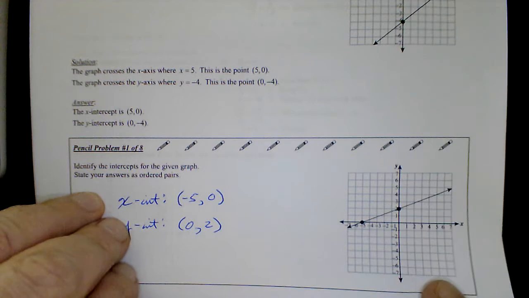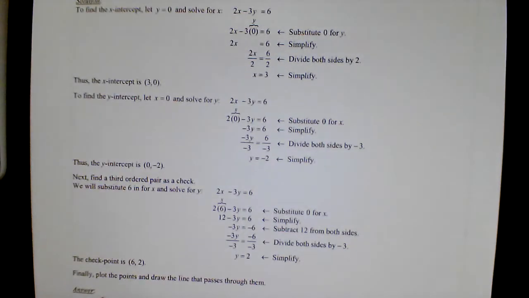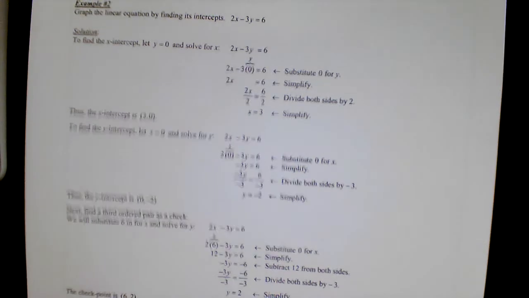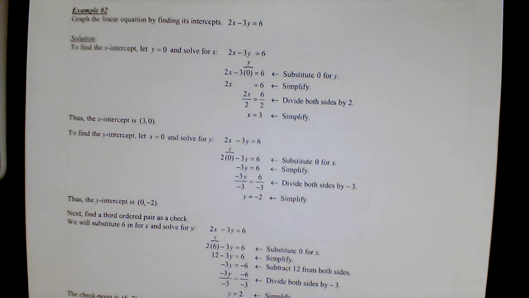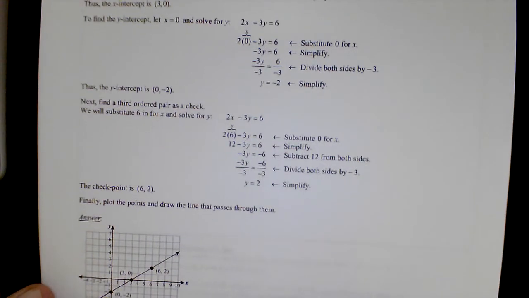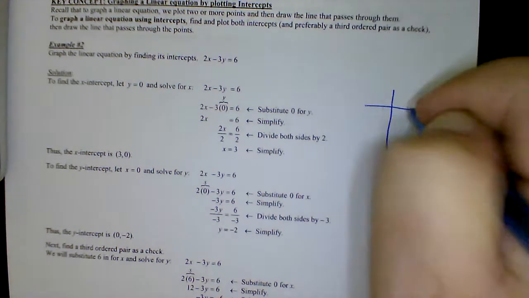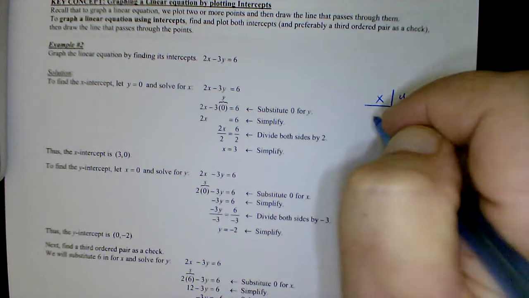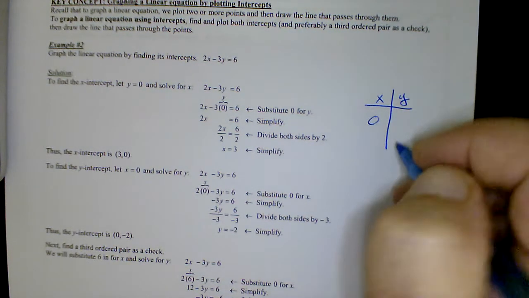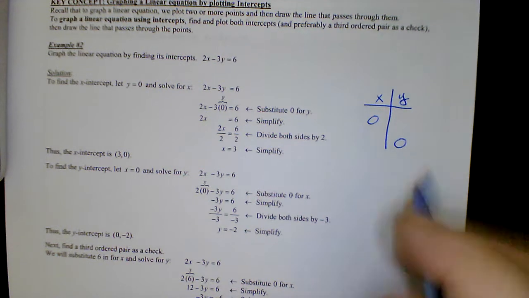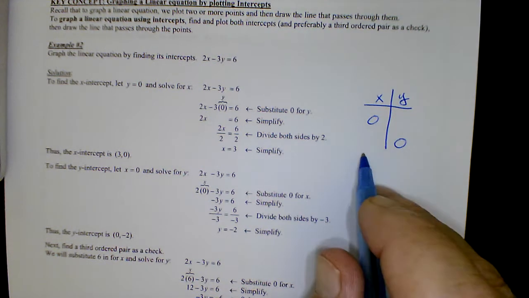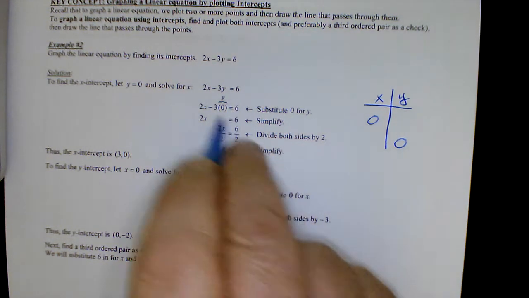Okay, so that's the idea of intercepts. And if we want to graph by the intercept method, then we'll just simply find the intercepts by setting up a table. The easiest way is to set up a table, and in one instance let x be 0 and find y, and then the other instance let y be 0 and find x. And you can see that's what we did here.